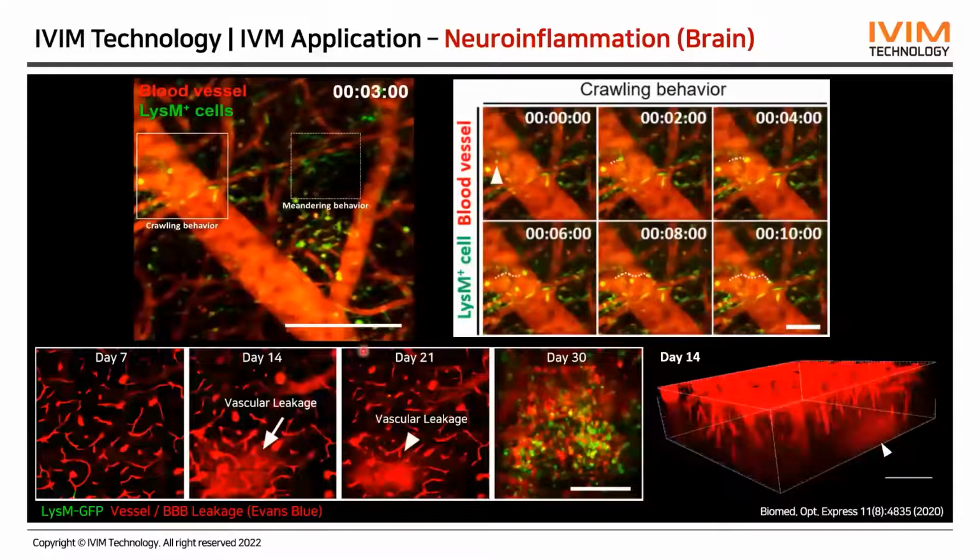And also from the time-lapse imaging, we could visualize and analyze the meandering and crawling behaviors of the lysozyme-positive neutrophils in the brain of the neuroinflammatory mouse models. Then we longitudinally observed the BBB integrity through 30 days of neuroinflammation status. And we can see the vascular leakages in the cerebral cortex were observed by the 3rd week, followed by severe inflammatory responses with massive leukocyte infiltration at day 30, which reflects a BBB impairment.